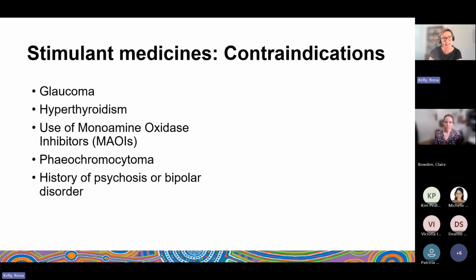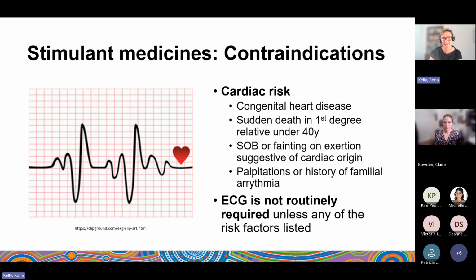So there's a small number of absolute contraindications to the use of stimulants, and most of them are not really seen in our pediatric population, but I've popped them down on the left there. So things like glaucoma, hypothyroidism, using other medications like pheochromocytoma, or a history of psychosis or bipolar disorder.